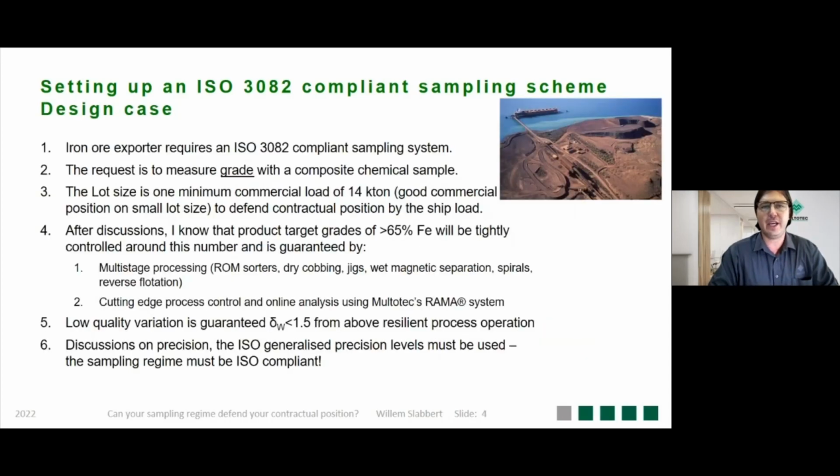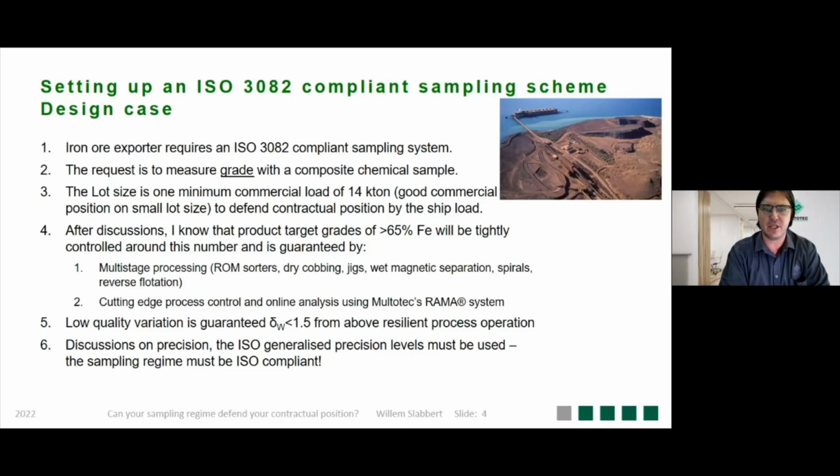So if we are an iron ore exporter that requires an ISO 3082 compliant system, and the request is to measure grade with a composite chemical sample, we have a lot size of 14,000 tons, which is a good commercial position to be in. It is a fairly small lot size. An alternative would be to consider maybe 1 day worth of production, which at iron ore production rates would result in large lot sizes. But certainly on this request, which is our design case, we can defend our contractual position by the shipload if we base our lot size on shipload sizes.